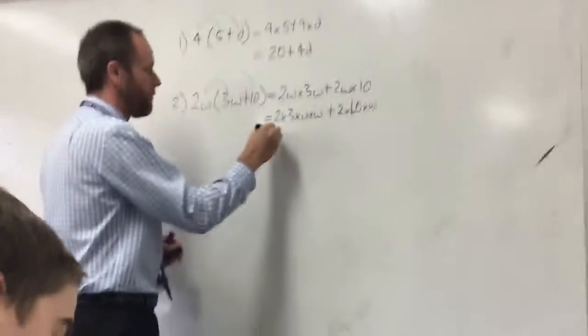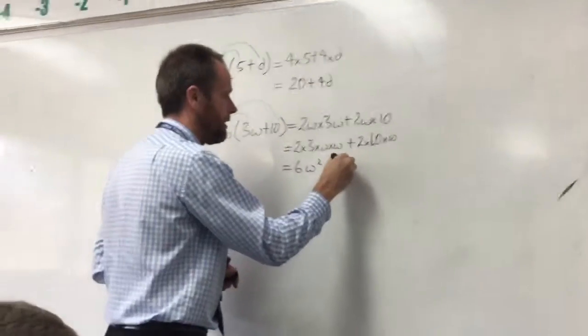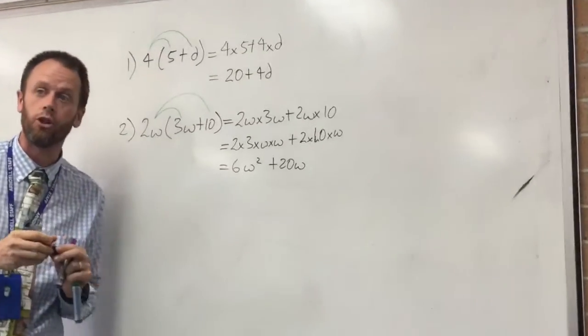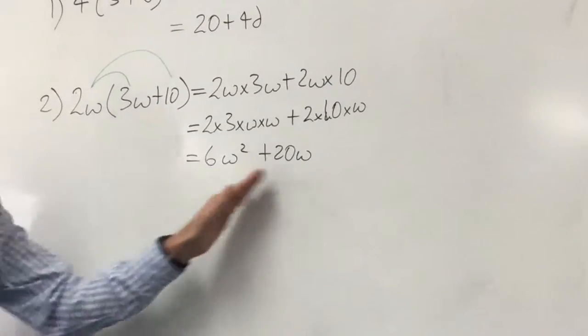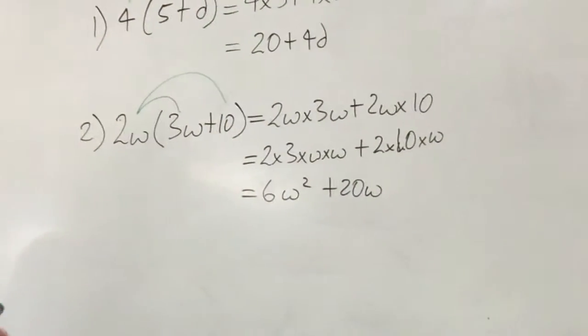Simplify that, and you end up with 6w squared plus 20w. That is as far as you can go. Do not try and combine these. These are not like terms. I'll keep coming back to that.